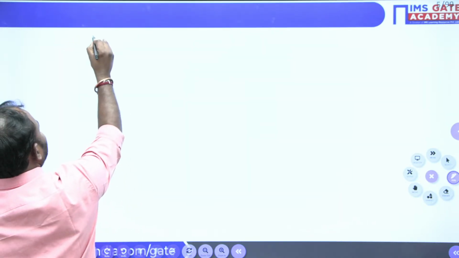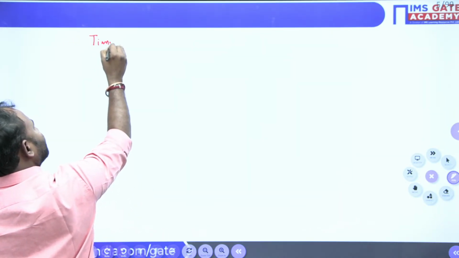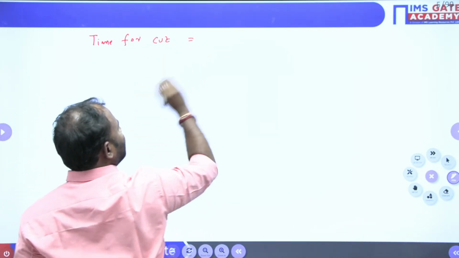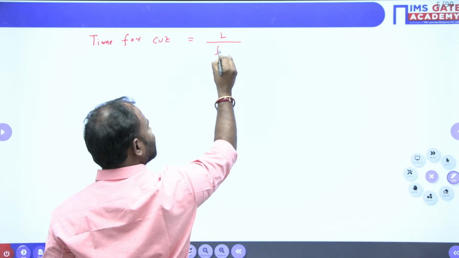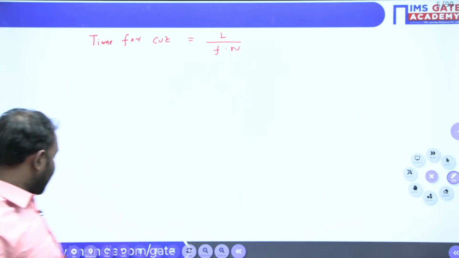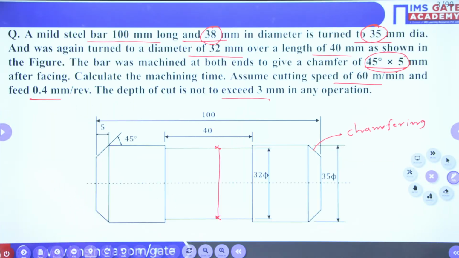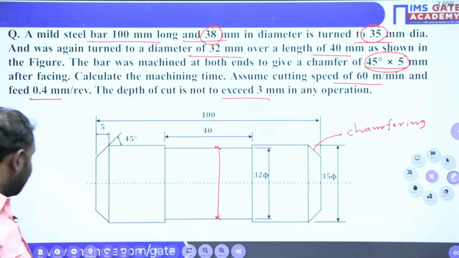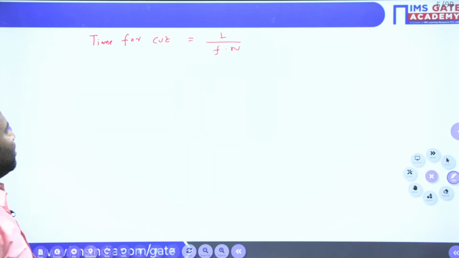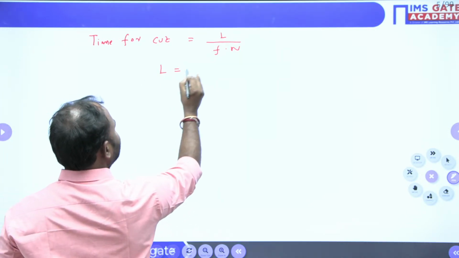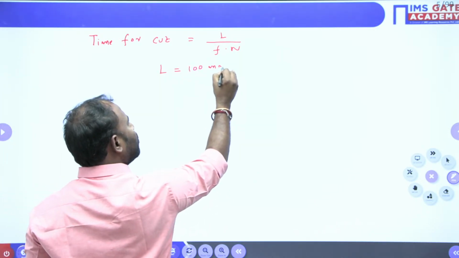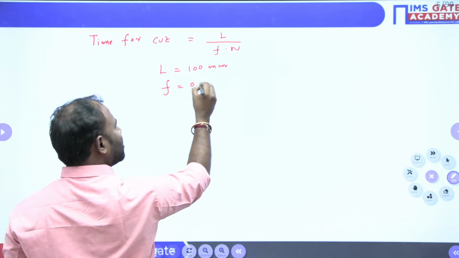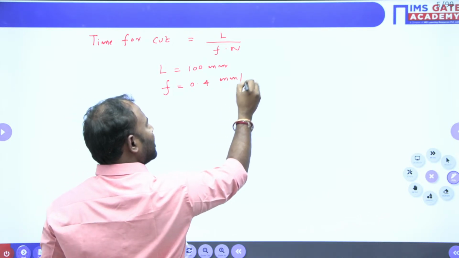Time for machining or time for cut is equal to L by FN, a basic formula, right? So length of the job is how much? 100 mm. In a 100 mm length, I am going to reduce 38 mm to 35 mm. That is why the length of the job is 100 mm. Now here F we know, given in the problem, 0.4 mm per revolution.